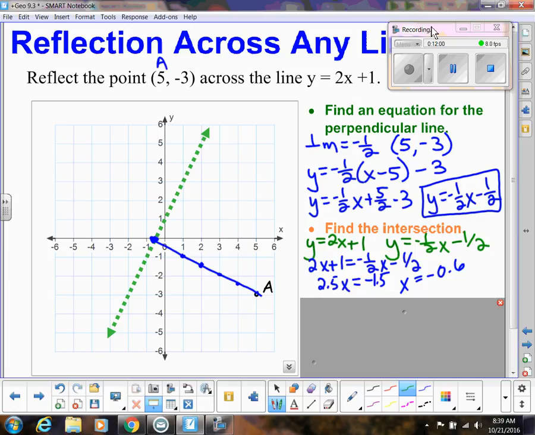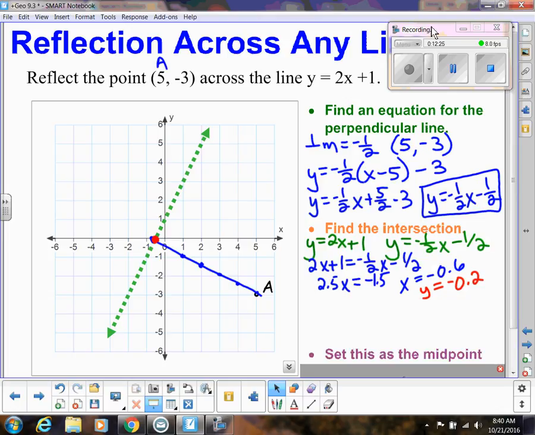And then if I plug the x into either equation, you should get y equals -0.2. Okay, so that's my point of intersection. So that's where this point is. Okay, so (-0.6, -0.2). All right, and that looks about right. Remember, I was estimating mine. All right, so let's write that as a coordinate.